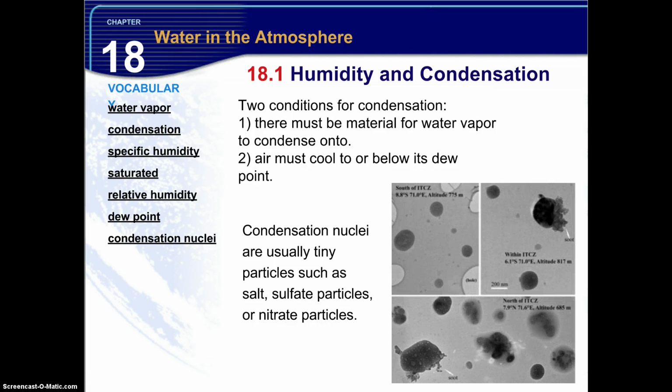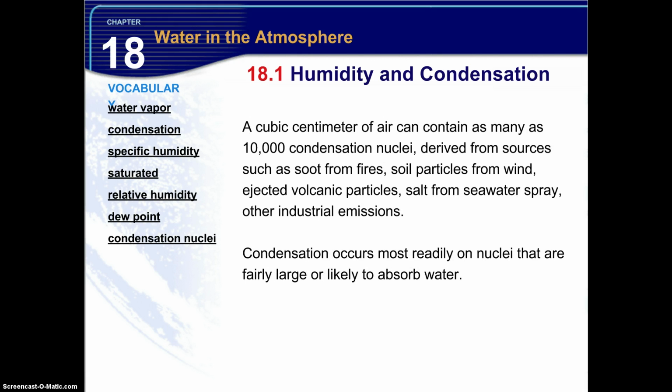Here's a diagram of a microscopic picture of some condensation nuclei. You can see the soot in one of them, and down lower is a smaller amount of soot on another water molecule. Now a cubic centimeter of air, a very small amount of air, can contain as many as 10,000 condensation nuclei. It can come from soot from fires, soil particles from wind, ejected volcanic particles, salt from seawater spray, and other industrial emissions. Now condensation occurs most readily on nuclei that are fairly large or likely to absorb water.